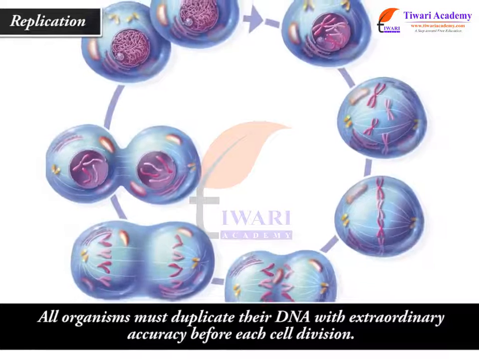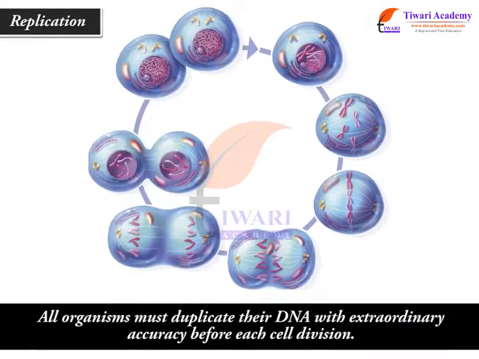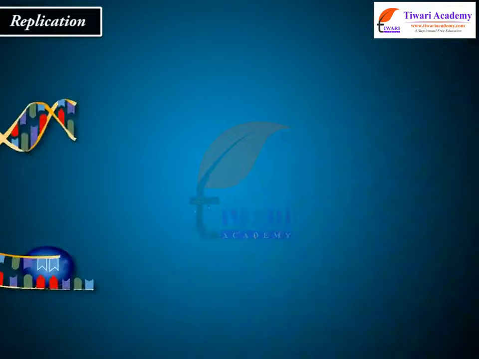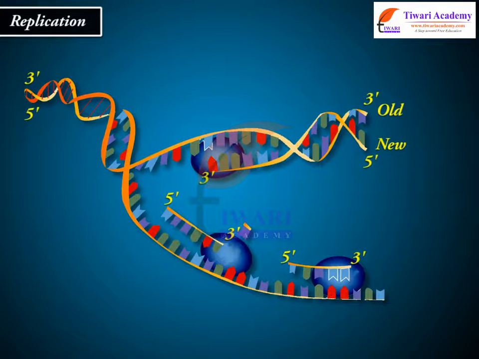Replication. All organisms must duplicate their DNA with extraordinary accuracy before each cell division. DNA replication is the process in which genetic material that is encoded in a DNA sequence is copied so that it can be passed to new cells and offspring.